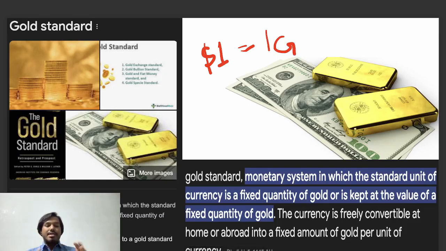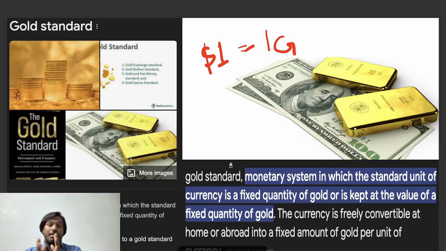So all of the currencies are linked to gold. If I had $1 with me, with that same dollar I can buy one gram of gold, or 1 ounce of gold, depending on the different units, but yeah, gold. So basically currencies are backed by gold, right? This is the definition of the gold standard.